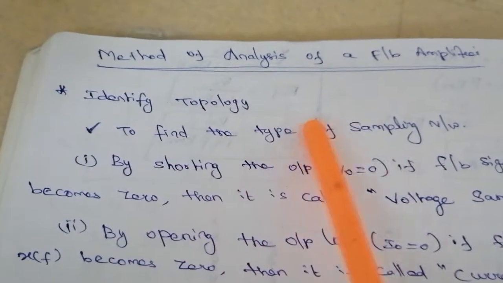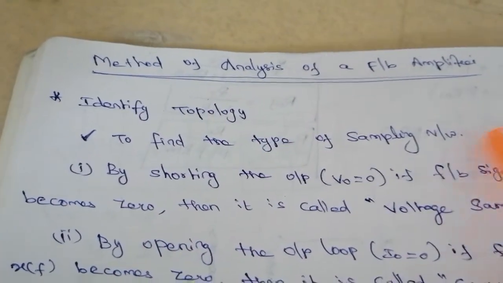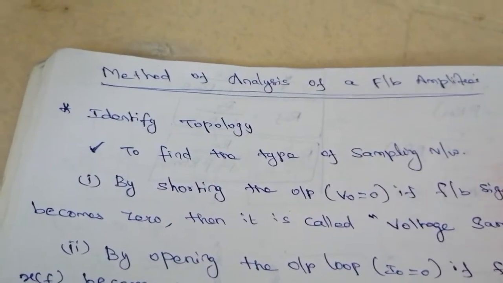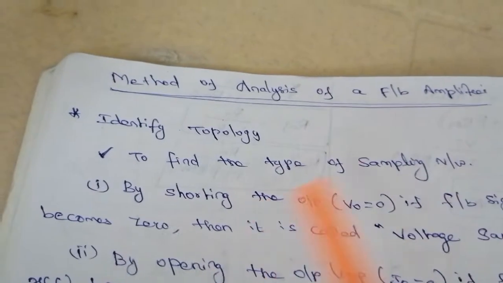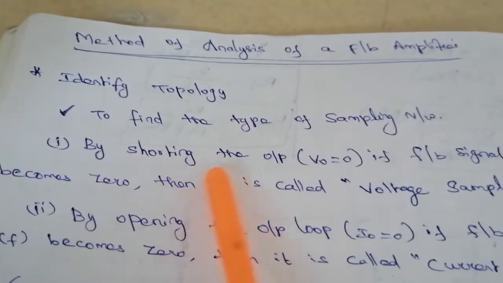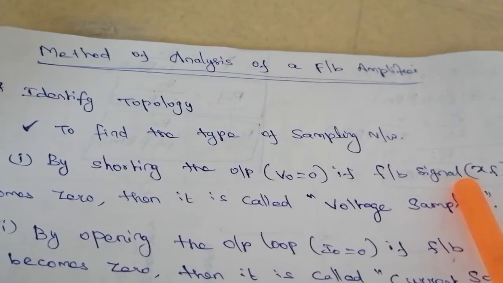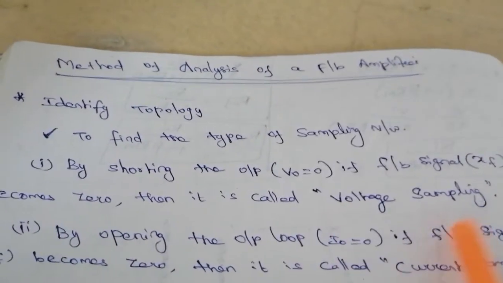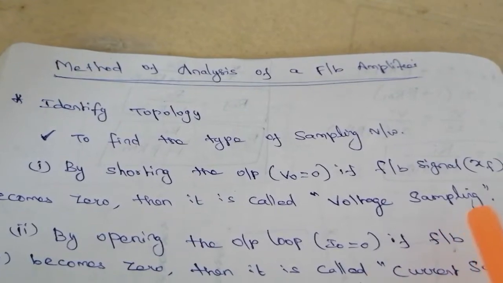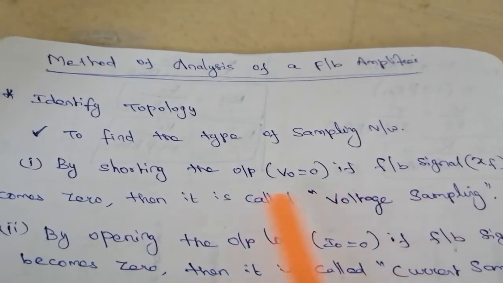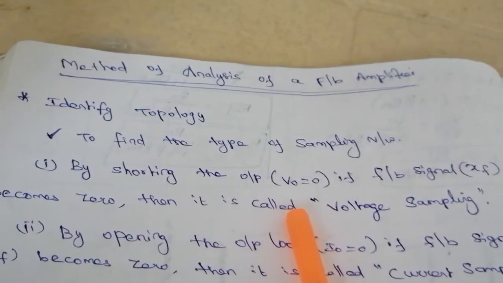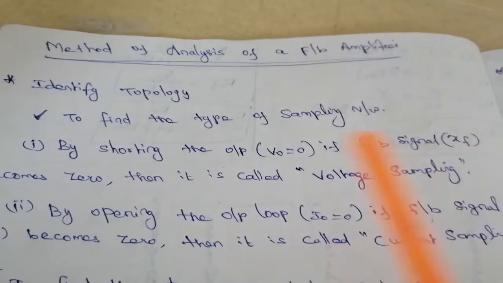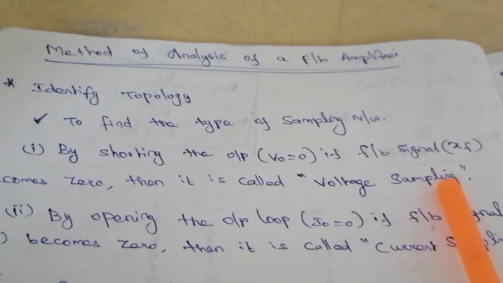So to find the type of sampling network. Sampling network means it may be a voltage sampling or current sampling, right? By shorting the output, if the feedback signal becomes zero, then it is called voltage sampling. How do you find it is a voltage sampling? If shorting the output, that is V naught equal to 0, then the feedback signal Vf becomes 0, it is a voltage sampling.